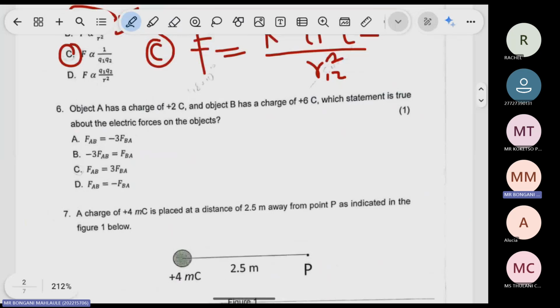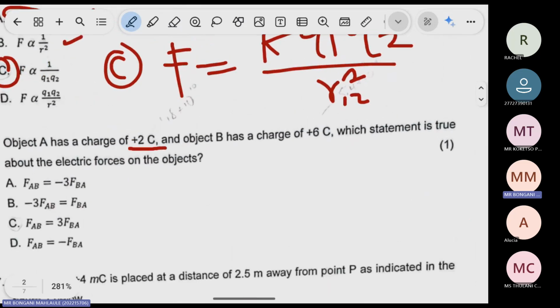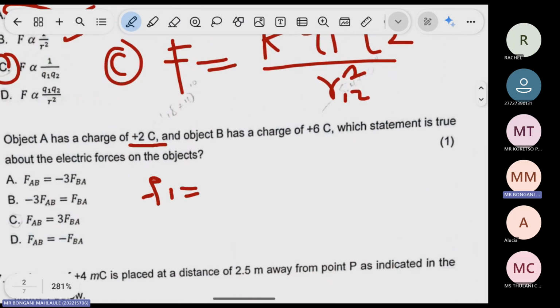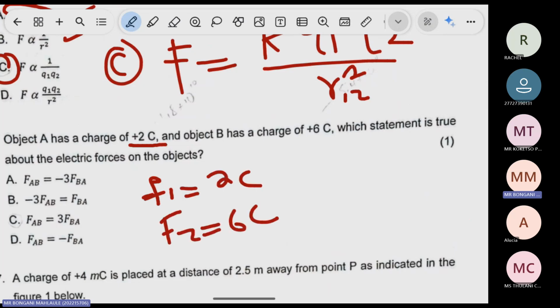Okay, you guys were coming up fine. Then object A has a charge of 2C and object B has a charge of 6C. So both of them are positive, and they're saying which statement is true about the electric forces on the objects. So here's just a comparison. Q1 is 2 coulomb, Q2 is 6 coulomb. Fine. Which one is true about the electric forces? So they just gave us the charges, Q1 and Q2. So now they're asking about the force between them.